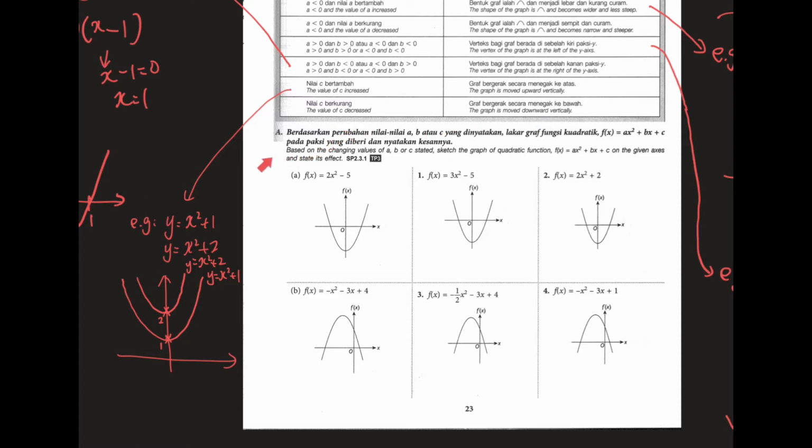Okay, now let's see the question here. Based on the changing values of a, b, or c stated, sketch the graph of the quadratic function on the given axis and state its effect. Okay, so part A, we have f(x) equal to 2x squared minus 5. That gives us a graph.